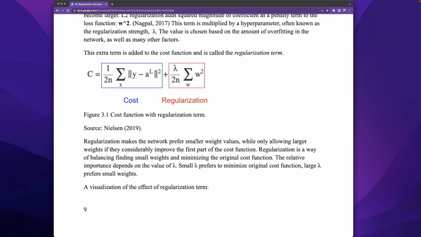Regularization makes it prefer smaller weight values, while allowing larger weights only if they considerably improve the first part of the cost function. So regularization is a way to find a balance between small weights and minimizing the original cost function. And its relative importance depends on the value of lambda. So a small lambda prefers minimizing the original cost, whereas a large lambda prefers small weights.